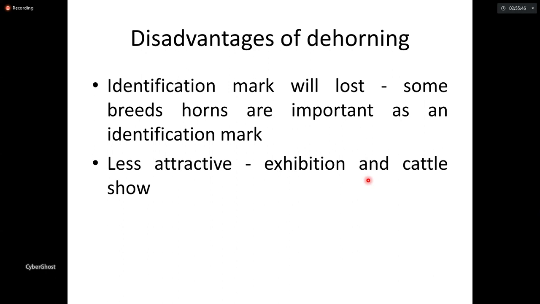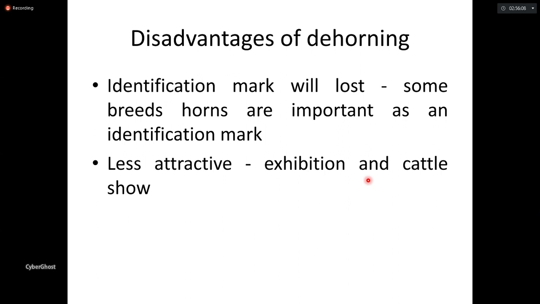In addition, they are less attractive. The attractiveness of animals comes from the horns too, and of course the horns provide some protection for them to fight against other animals. But in that scenario, they will be less attractive because their horns are removed.